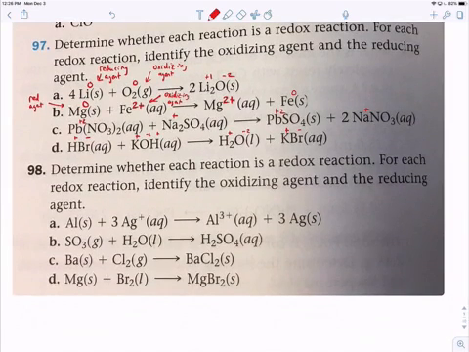So this is one of two sets of problems. One is to identify an oxidation reduction reaction. The other one is to identify an oxidizing agent or reducing agent. So you do have to know how to do this.